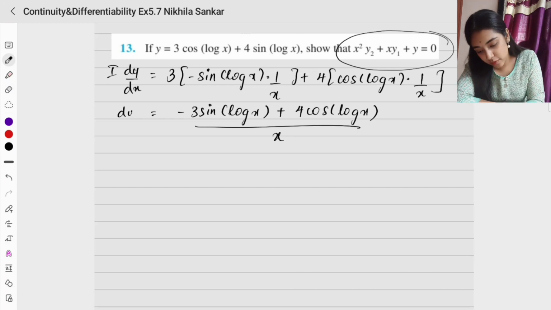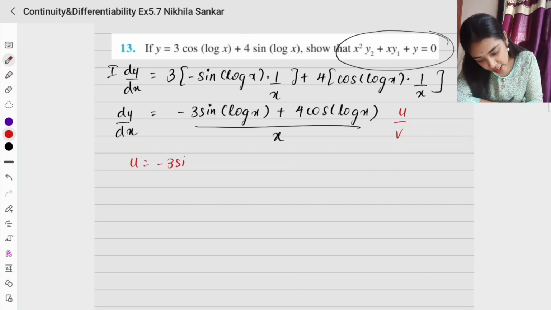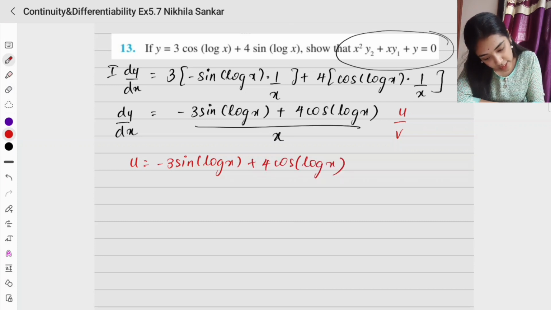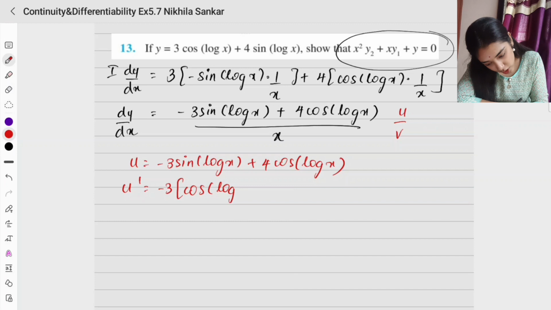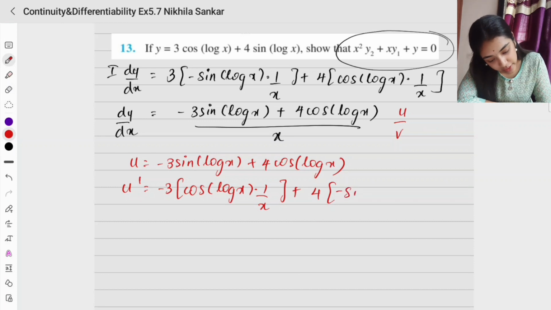Now this is of the form u by v. So, here we used division. So, u divided by v. What is my u? Minus 3 sin of log x plus 4 cos of log x. So, u dash is going to be minus 3 as it is. The derivative of sin is cos. So, I'll have cos of log x times the derivative of log x, 1 divided by x, plus 4 times cos of log x. The derivative of cos is going to be minus sin of log x times the derivative of log x, 1 divided by x.